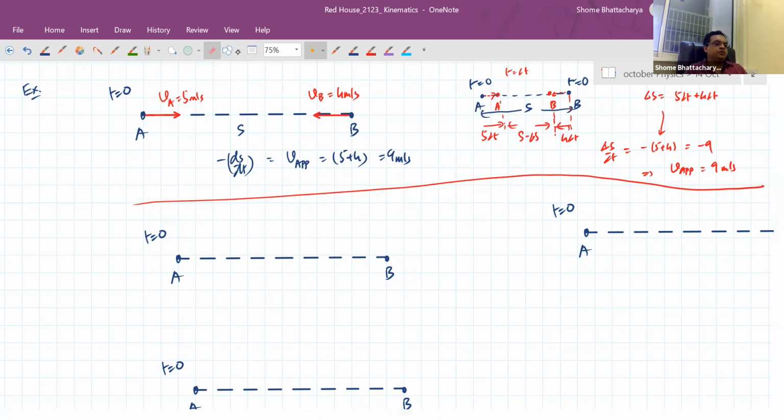Now, likewise, suppose in our second example, A is moving in this direction, but now B is moving in the same direction. And suppose here, at this given instant, A has an instantaneous velocity of 5 meters per second. B has an instantaneous velocity of 3 meters per second. So are they separating or are they approaching? And how much is the separation or approach velocity? Can you tell me in the second example what is happening?